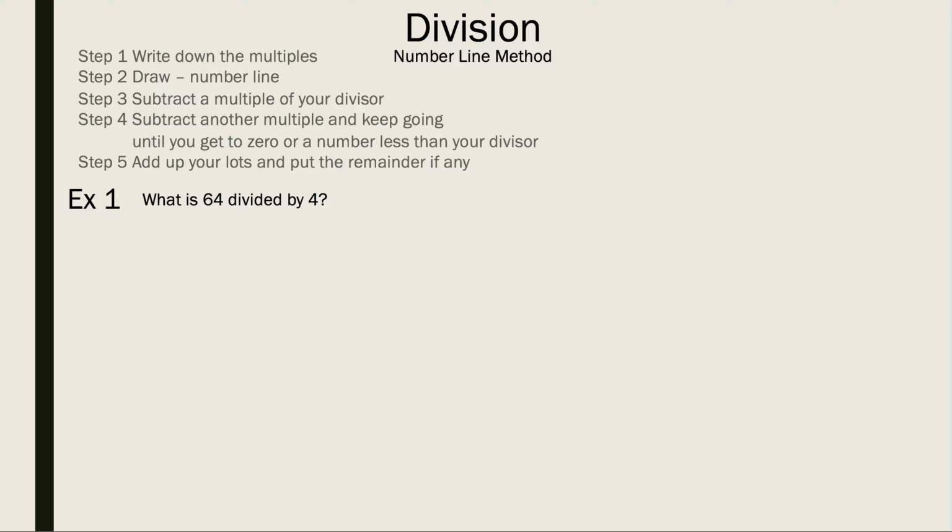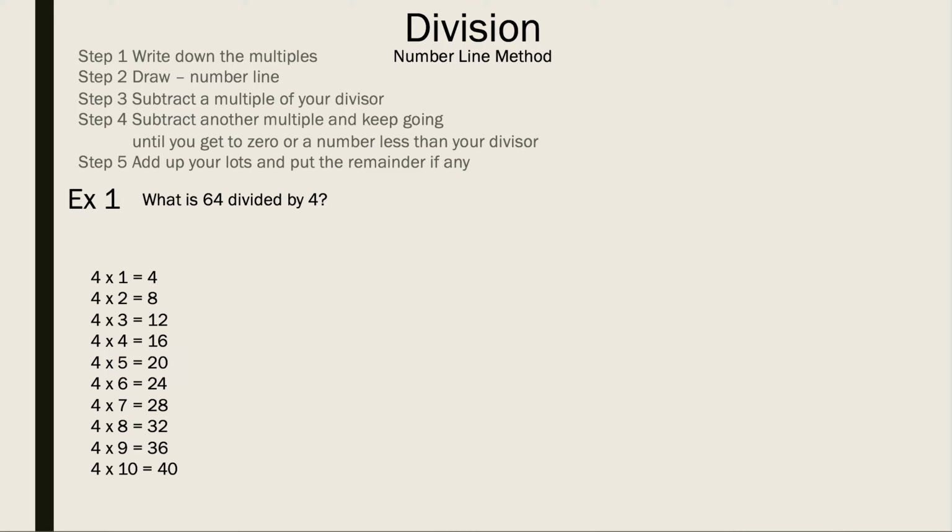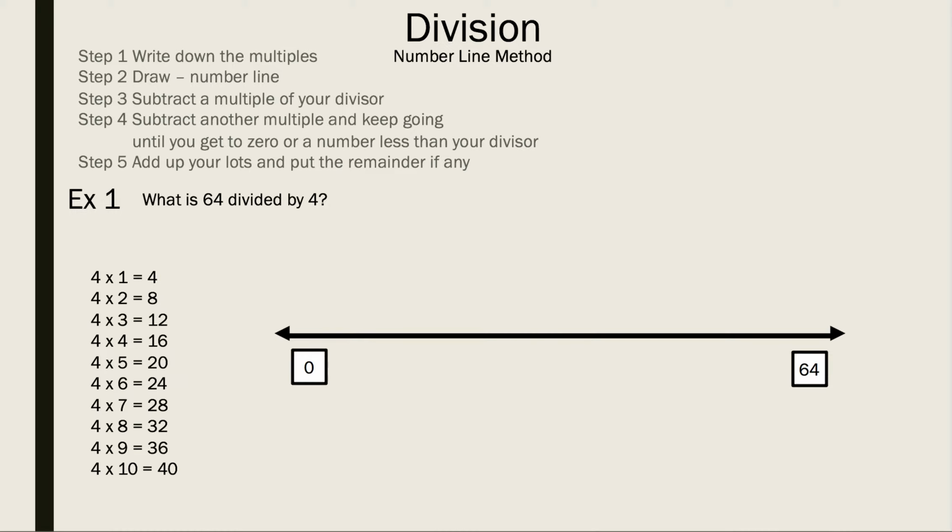This is the first of 3 examples, so let's go ahead and get started. So what is 64 divided by 4? We're going to draw the multiples. Now we're going to draw the number line. We have 64 at the end and 0 at the beginning. So now we're going to pick a number that's easy. I think 40 is probably the easiest one, and it's also the biggest one on the screen. So we're going to draw a hump, and note that is 10 lots of 4, which is 10 times 4, which is 40.